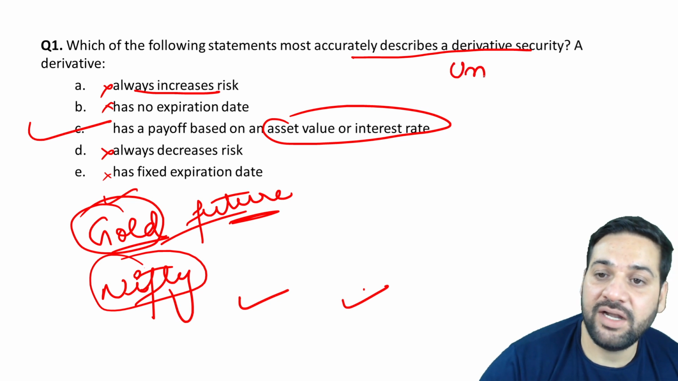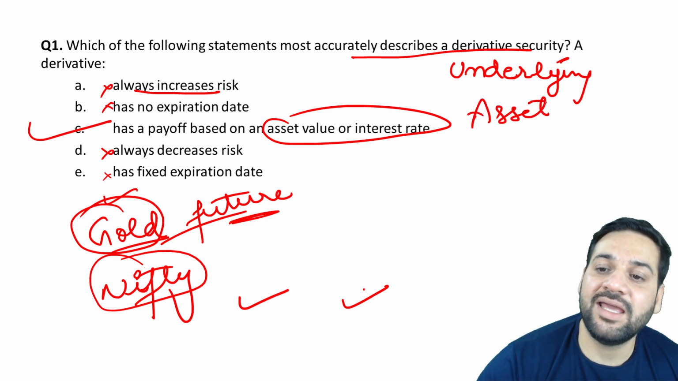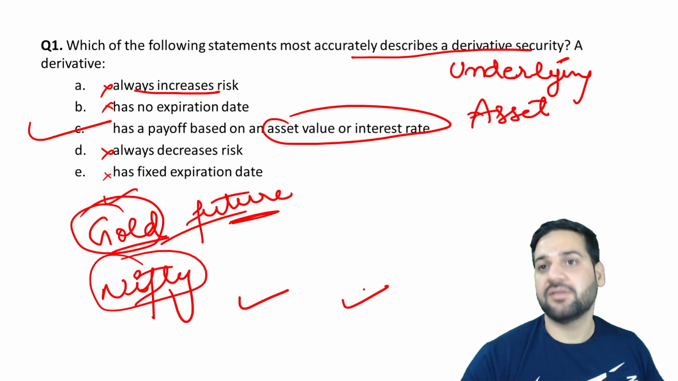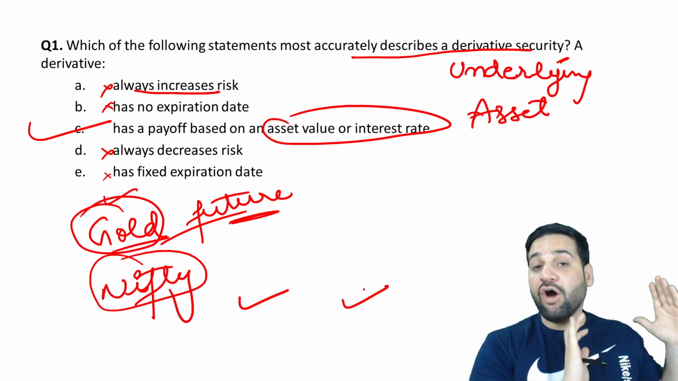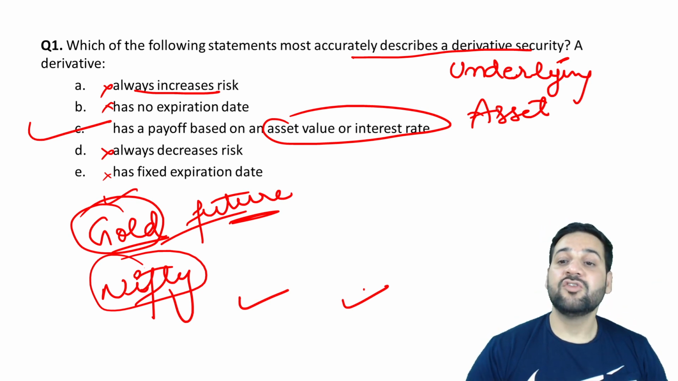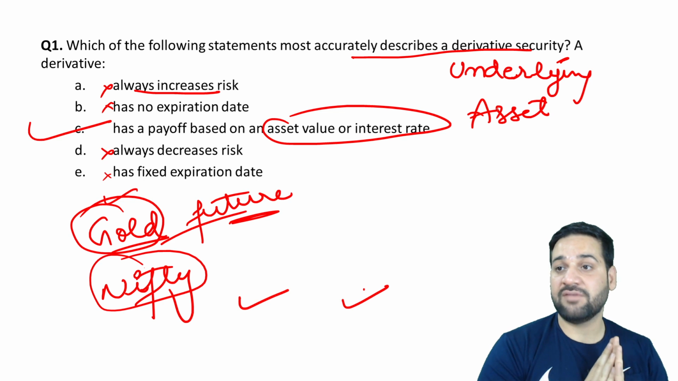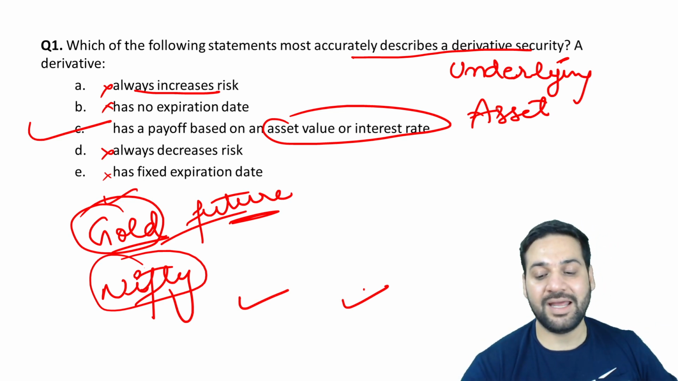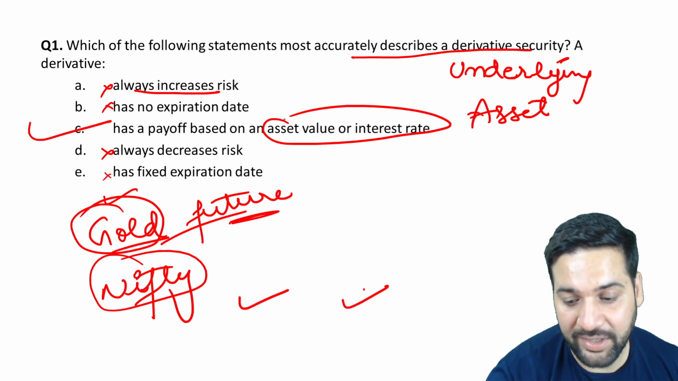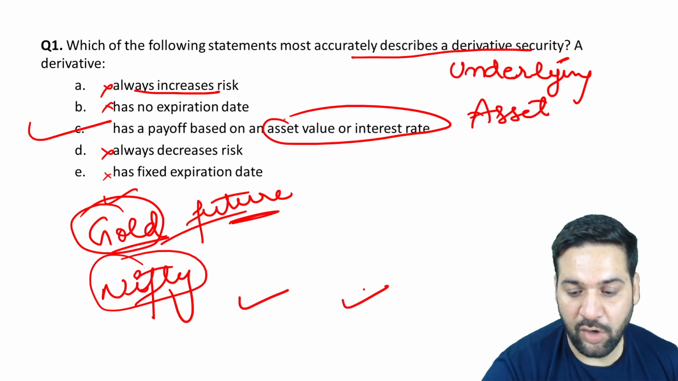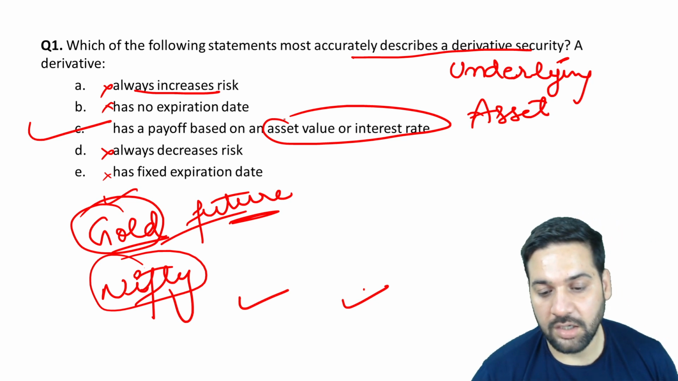The value of the derivative is dependent upon an underlying asset. What is the underlying asset in the case of gold futures or Nifty futures? In the case of gold futures, it is the value of gold. In the case of Nifty futures, it's the present value of Nifty. So the value of the derivative is dependent upon the value of the underlying asset. So it's a payoff, right? This option accurately defines it. Okay, let's move forward to the next question. First one is C, very good.